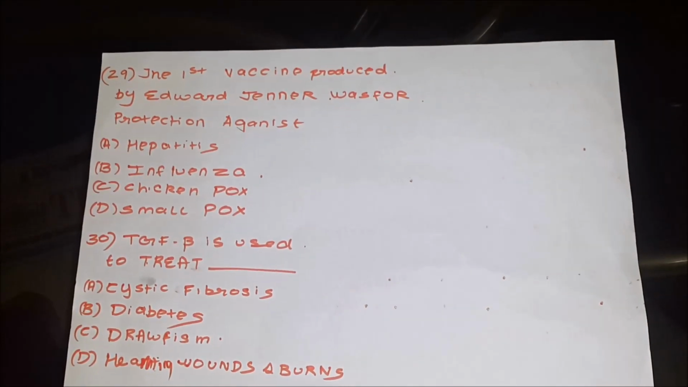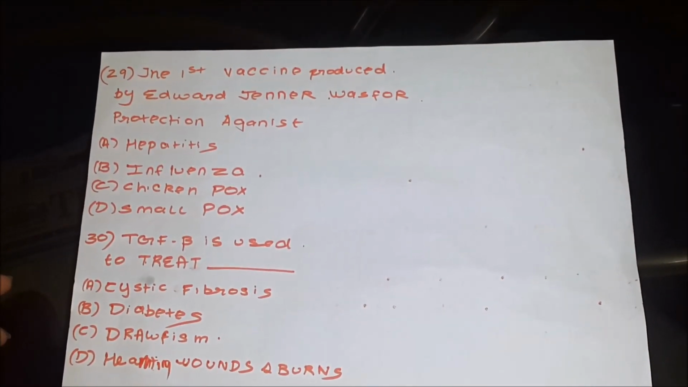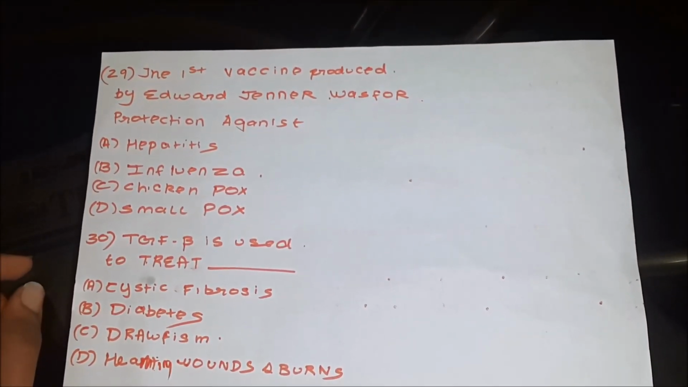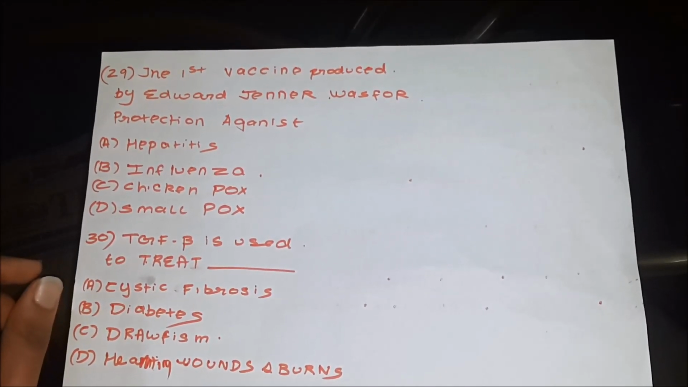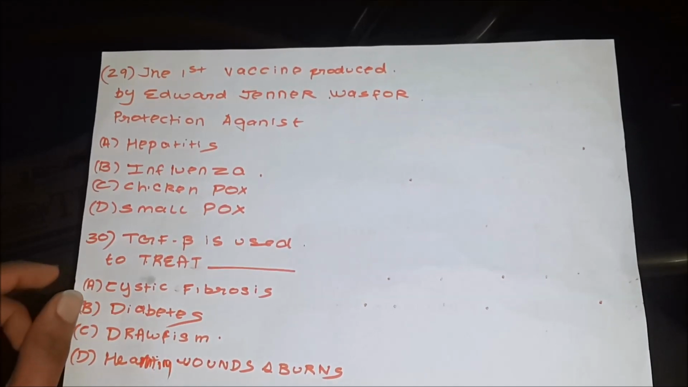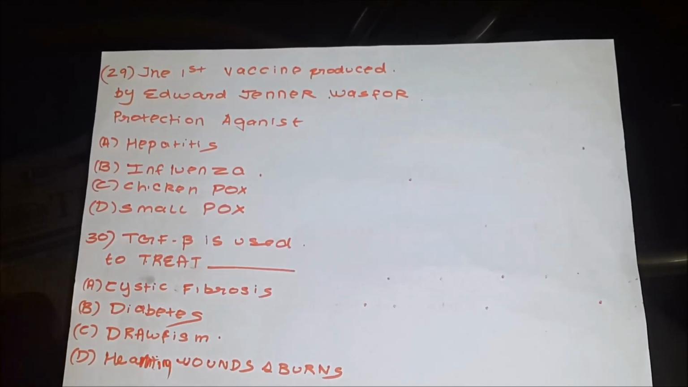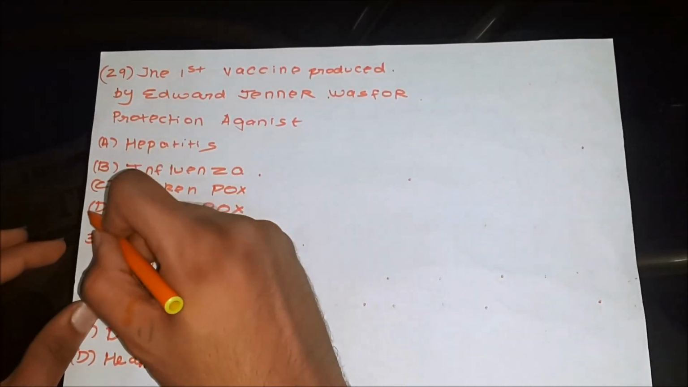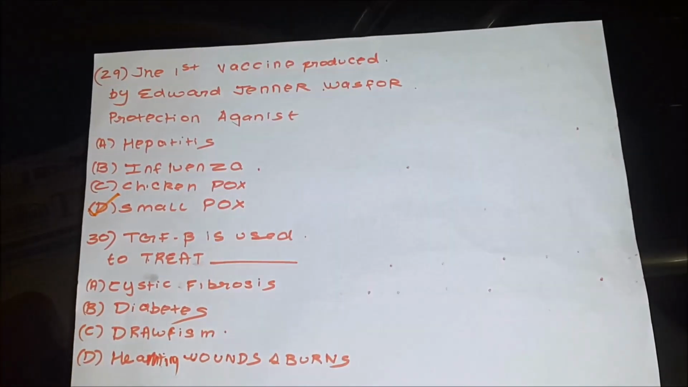The first vaccine by Edward Jenner was for the protection against, options are A. hepatitis, B. influenza, C. chickenpox, D. smallpox. Now this is a theory question. The only reason why I took this is because it has chickenpox as well as smallpox. The correct answer is smallpox, D. Moving on to the next question.